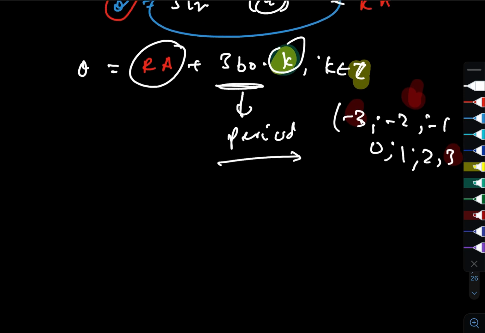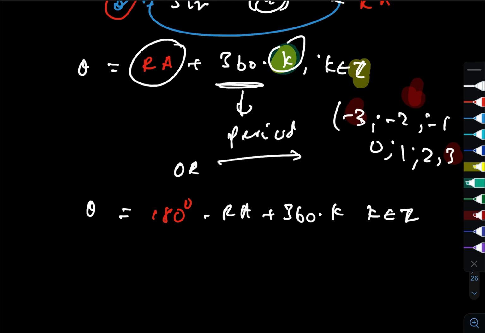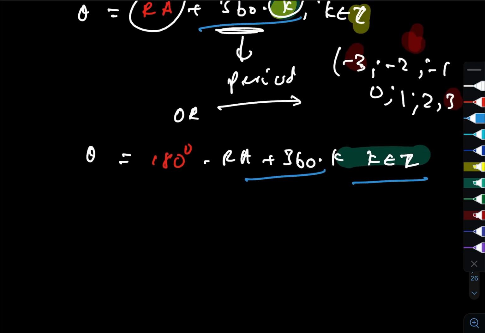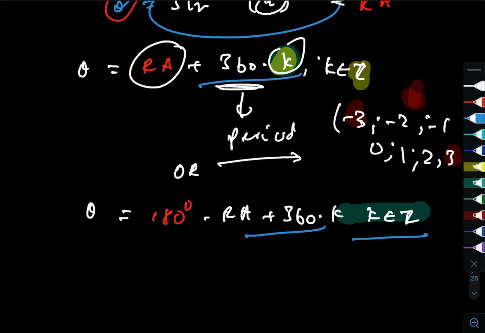All right. The second solution for theta here, as long as you're working with sine, you're going to say theta is going to equal 180 degrees, and then I'm going to subtract my reference angle, plus 360 times k. K is an element of integers, or Z. You keep writing that k is an element of integers. As long as you make this statement, you have to say k is an element of integers. So that's what you're going to do when sine is involved.